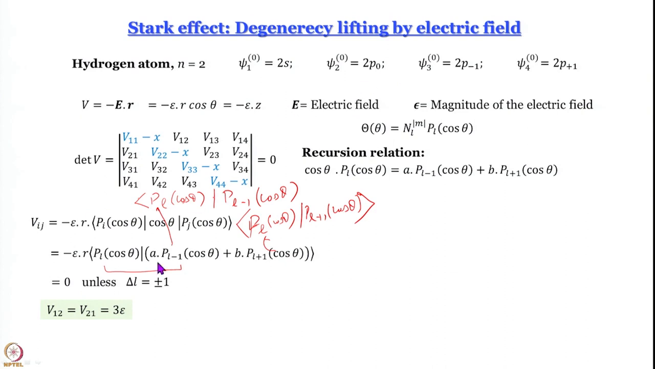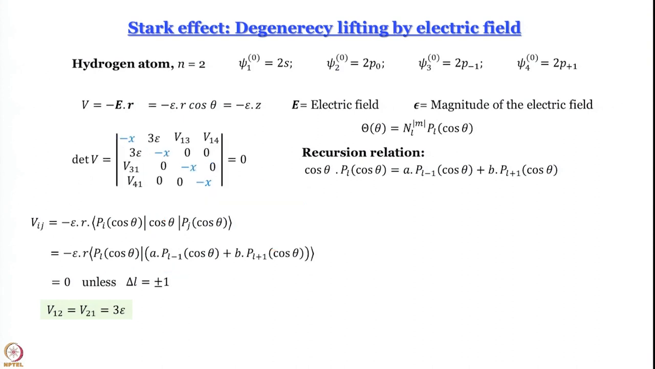In fact, since our time for this module is getting over, I leave it to you to work out and prove that V12 equals V21 is equal to 3 epsilon. Remember what epsilon is? This is epsilon, the magnitude of the electric field, not very difficult to work out. So, we get this kind of an expression. We will just go back here.